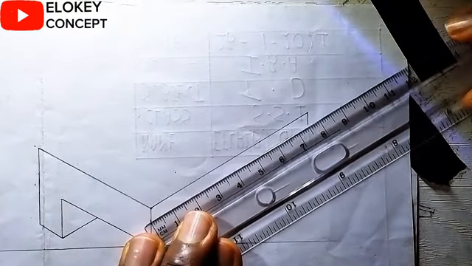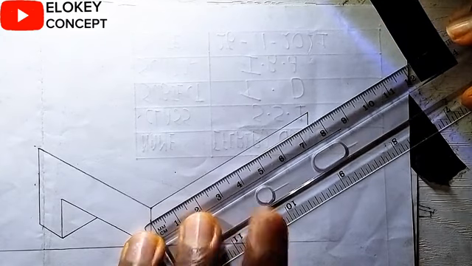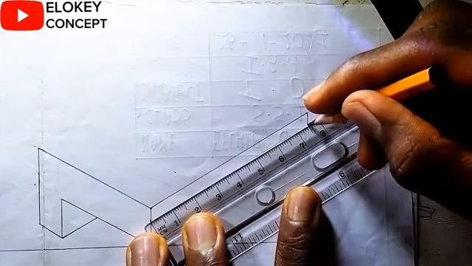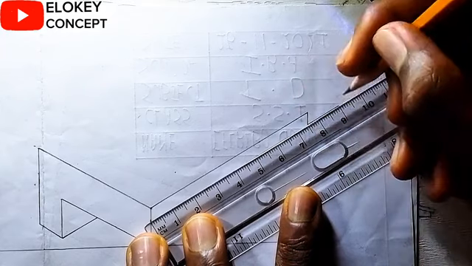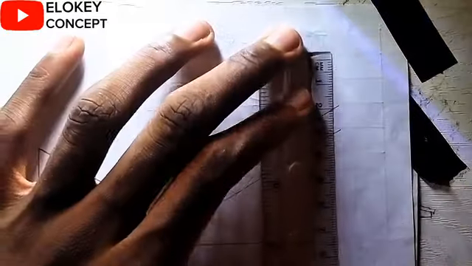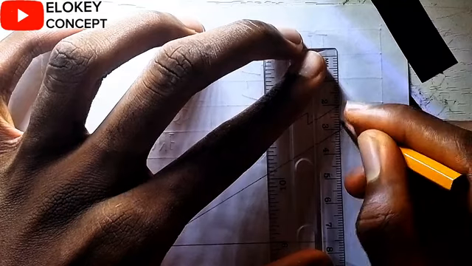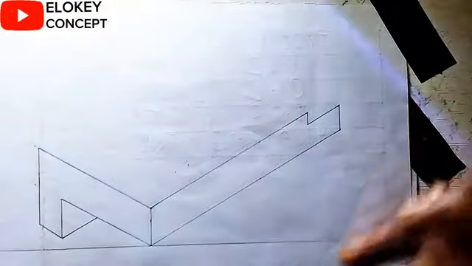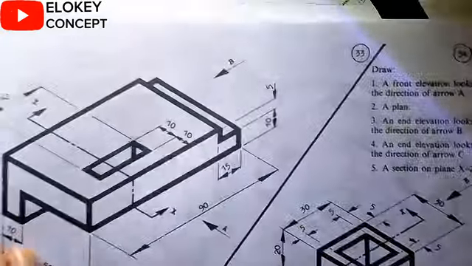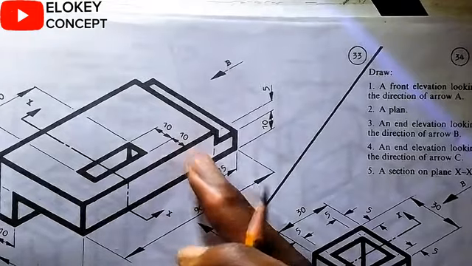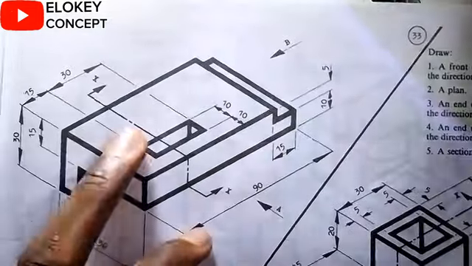Then using this mark, draw the 1.5, which is here. Then we join it, which is right. Good. So after getting that, we've gotten the front elevation. So our front elevation is done with, as you can see. What's next is the top.